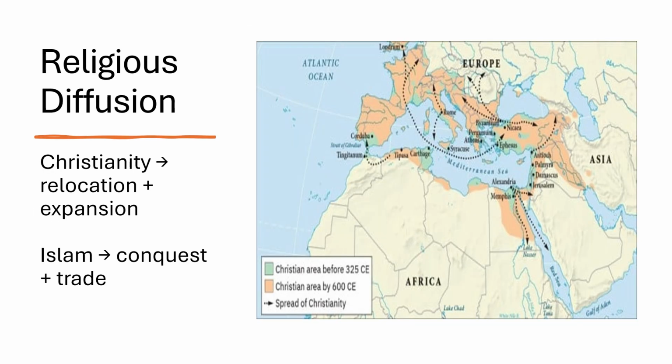Now, looking at two universalizing religions and how they diffuse, Christianity spread first through relocation and then through expansion, while Islam spread first through conquest and then through trade. So a lot of ways for religions to spread.